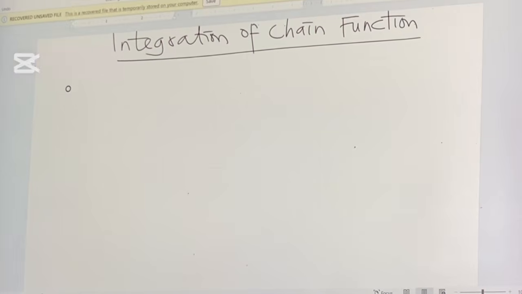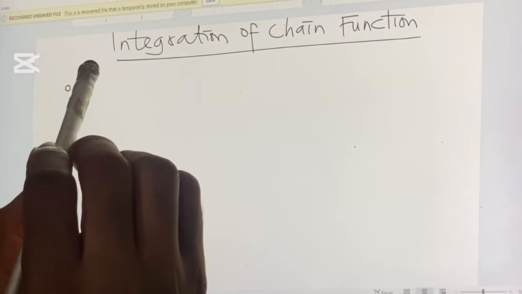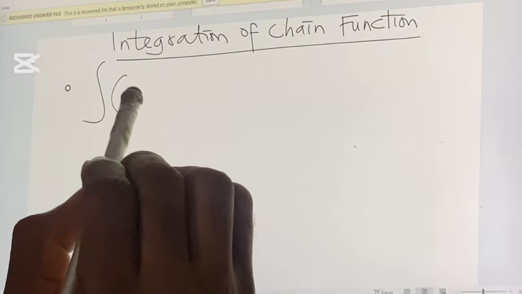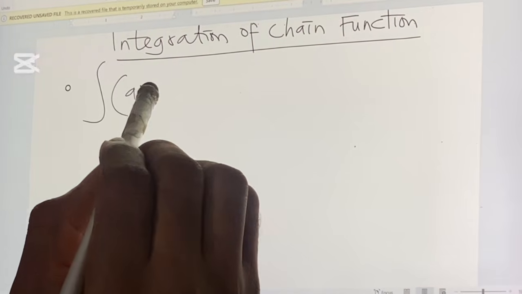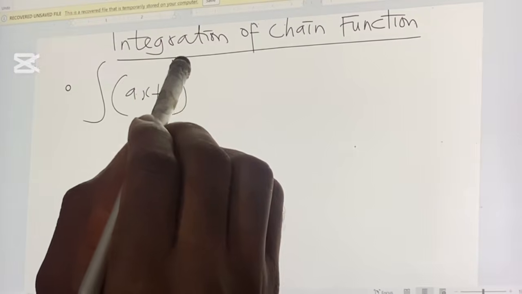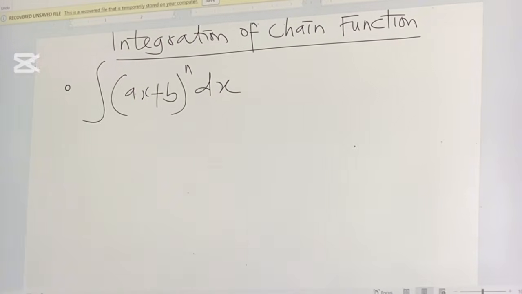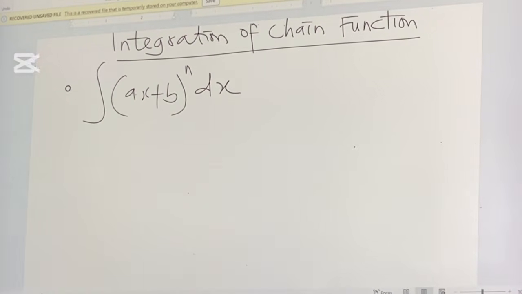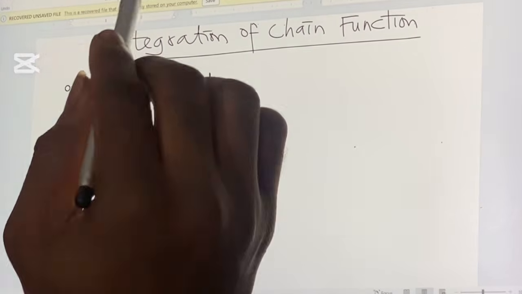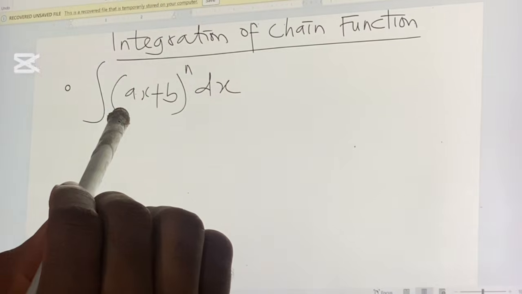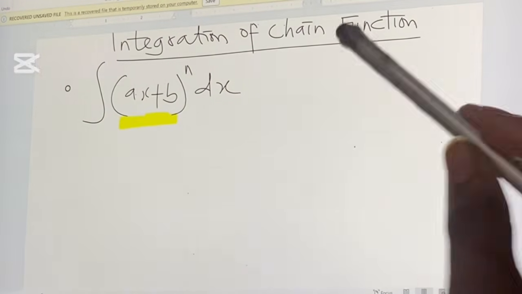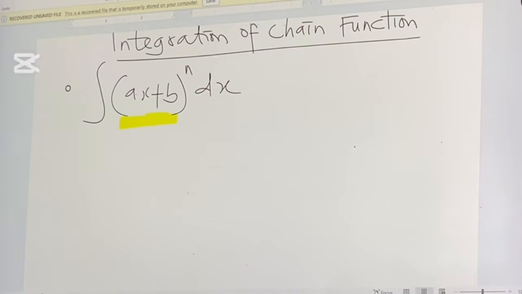The integral of (as + b) raised to the power of n ds can be integrated using the chain rule. Please take note. Whenever we have an integral in this form, to integrate it, we use the chain rule. Please take note. But that is not a problem here.